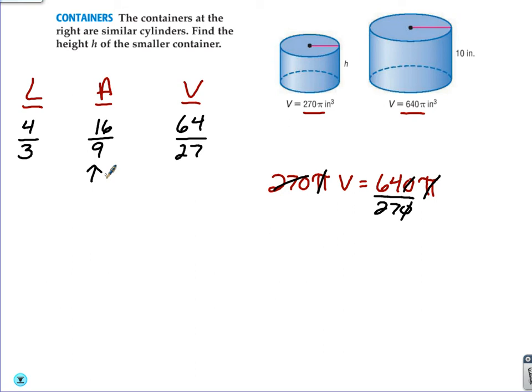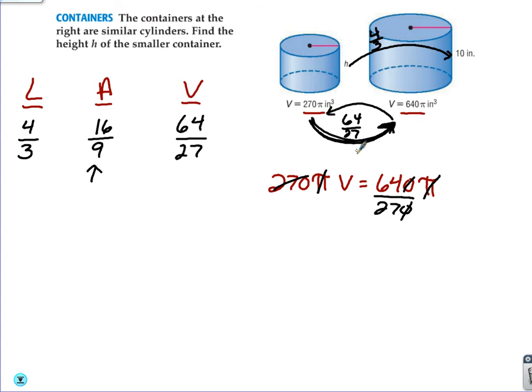Because if I multiply this volume by 64 over 27, I get the second volume. If I multiply this height by 4/3, it gives me the height of the second. So how am I going to go from 10 back to 4/3, or 10 back to h? Because usually scale factors, you're multiplying by something. You're going to multiply to go from here to here. Well, how do I go from here back to here?